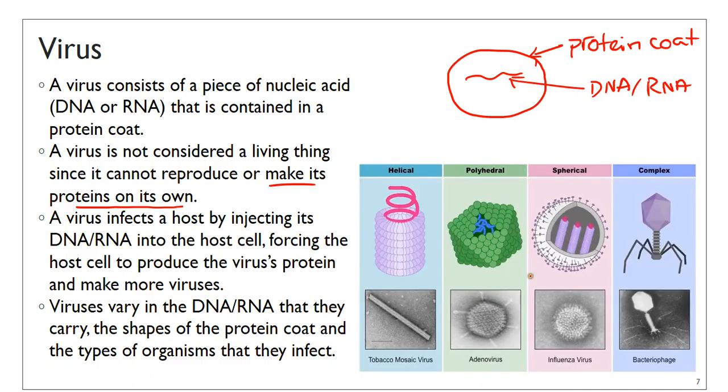So these are some examples of different types of viruses. The shape of the protein on the outside could be very different. So this is called complex shape. An example of this could be HIV. I think spherical is coronavirus or influenza. Bacteriophage is another type of virus that has a complex shape, which I've actually used before. Bacteriophage is a virus that infects bacteria. And then you have other types of virus that could be helical or polyhedral.